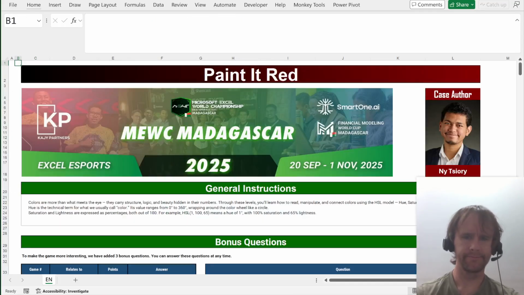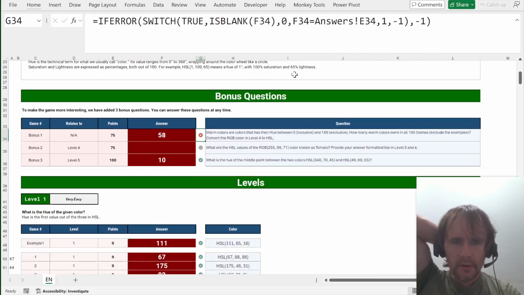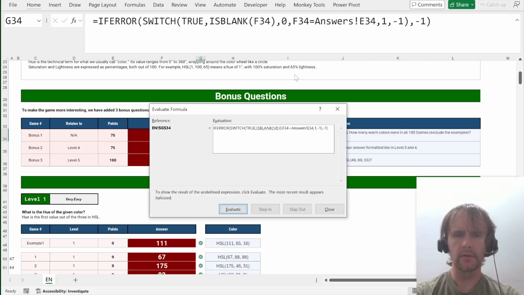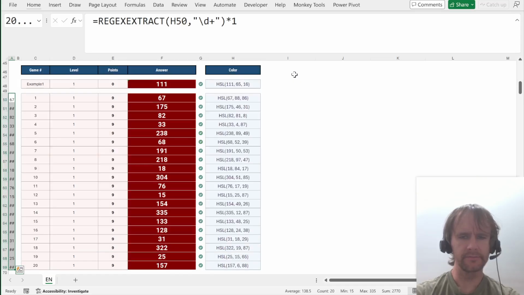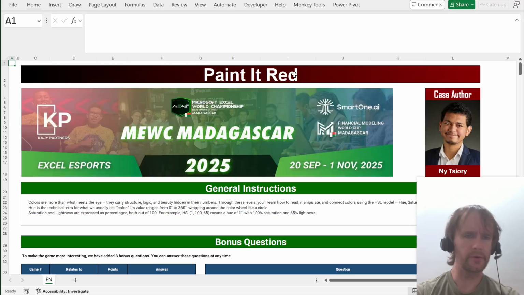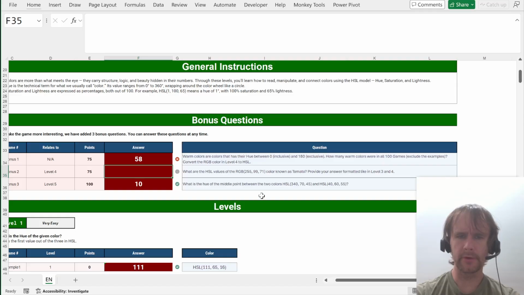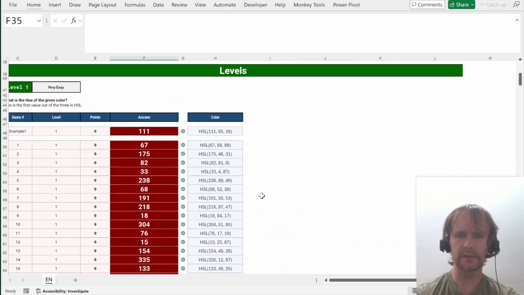Okay. What am I missing here? 56. I don't think it's 56. Yeah, whatever, I don't know. Okay, so then we've got to figure out how to reverse this. Is that what it's asking? Yes.